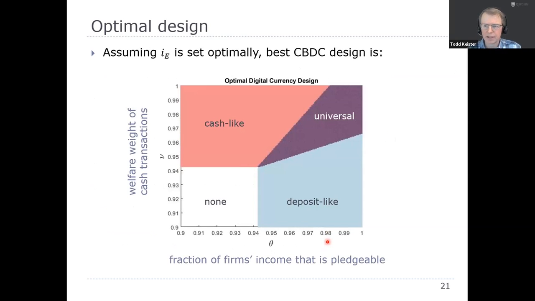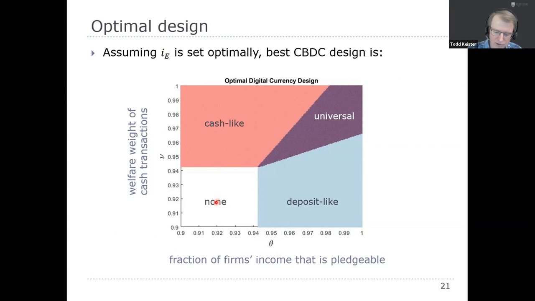So here's a graph that kind of summarizes some of that. Behind this graph, I'm saying, suppose that whatever design it chooses, the central bank sets the interest rate optimally. So there's this optimization problem going on in the background. Then the best design as a function of the financial friction and as a function of the nu parameter, the welfare weight of the cash transactions, has these features.